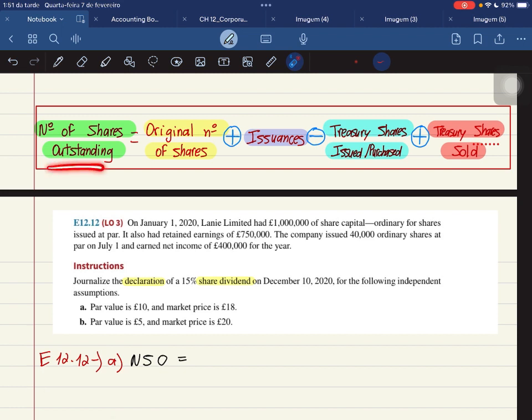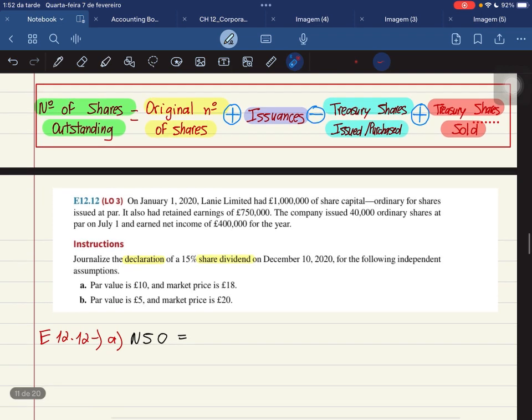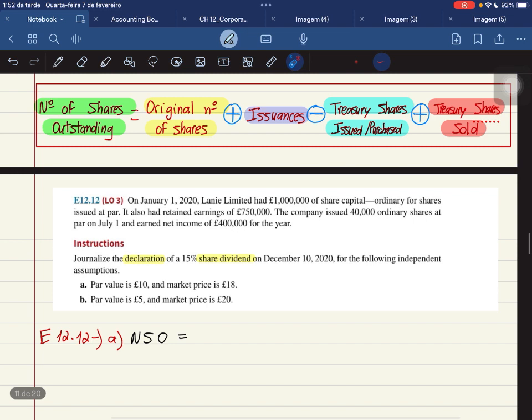That is going to be the original number of shares plus all of the share issuances that you have, minus the treasury shares purchased if you have any, and plus the treasury shares sold also if you have any. In our case, we have a lot of numbers, right? But the numbers that actually matter to us are a few. Retained earnings, we don't need that. We're not going to be using that for anything. And they also told us the net income, but we also don't need that.